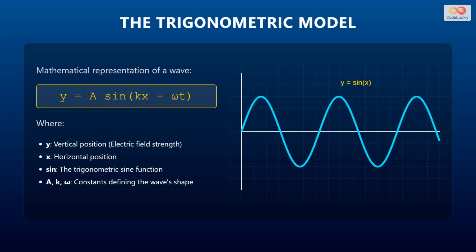Here is the mathematical model of a wave. We use the formula y equals A times sine of kx minus omega t. Don't let the symbols scare you. Y simply represents the strength of the wave at any point. The sine function gives us that smooth, curving shape you see on the screen. This formula allows scientists and engineers to predict exactly how light will behave, from the screen you are watching this on to the radio signals in the air.